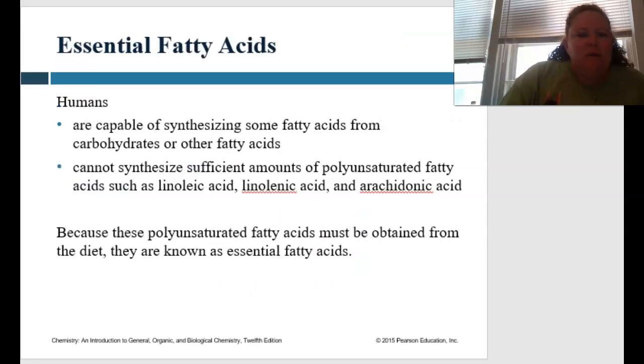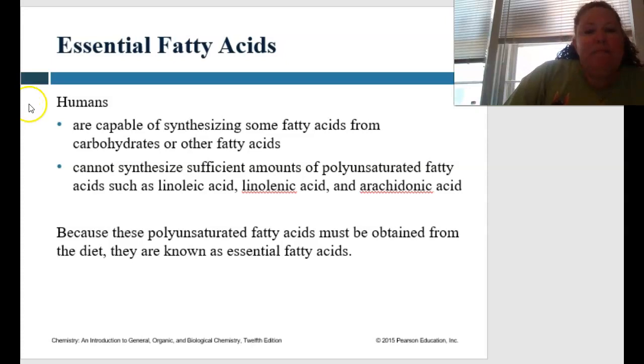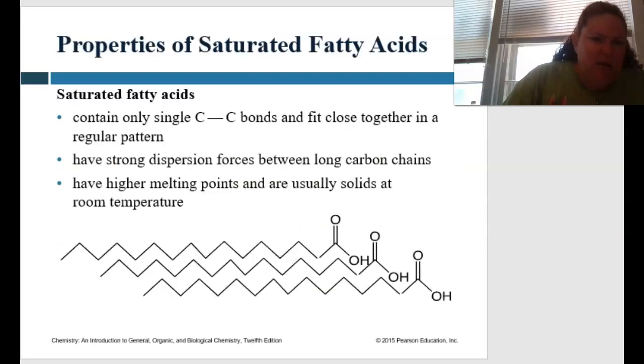Okay, so then we talk about essential fatty acids. You hear about essential fatty acids a lot in the news. They say make sure you have your fish oil and so on. Basically, it's essential that we eat them because we cannot make them. There's a couple different kinds: omega-3 fatty acid and omega-6 fatty acid, and those are our two essential fatty acids. Humans are capable of synthesizing some fatty acids from carbs and other fatty acids, but we cannot synthesize sufficient numbers of polyunsaturated fatty acids such as linoleic acid, linolenic acid, and arachidonic acid. Because these are polyunsaturated fats that we can't make, we have to eat them in the diet, and so they are known as essential fatty acids. It's essential that we eat them. Again, it's 3 and 6, and we'll talk about that later.